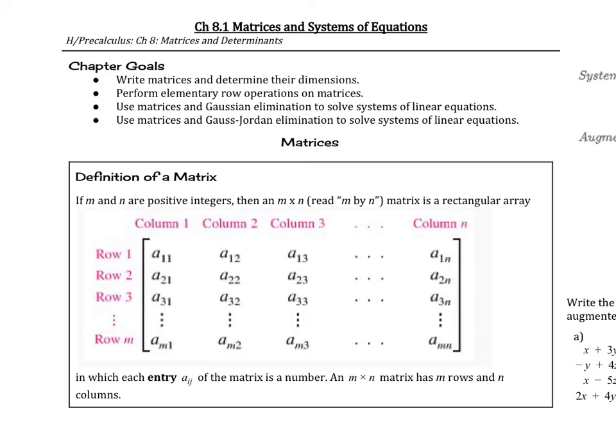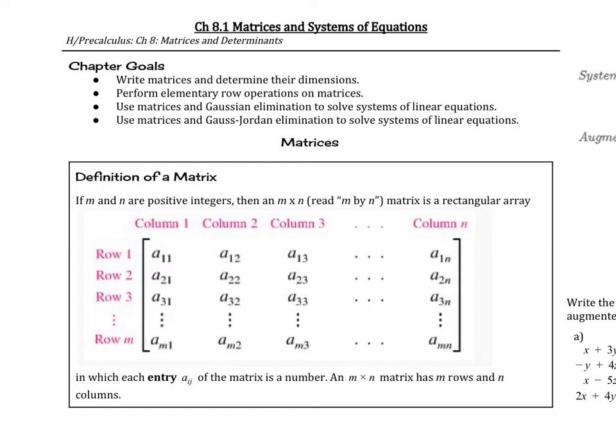Chapter 8.1, we're looking at matrices and systems of equations. Our goal for the chapter is to write matrices and determine their dimensions. We're going to perform elementary row operations. We're going to use matrices and Gaussian elimination to solve systems of linear equations. We're also going to use matrices and Gauss-Jordan elimination to solve systems of linear equations.